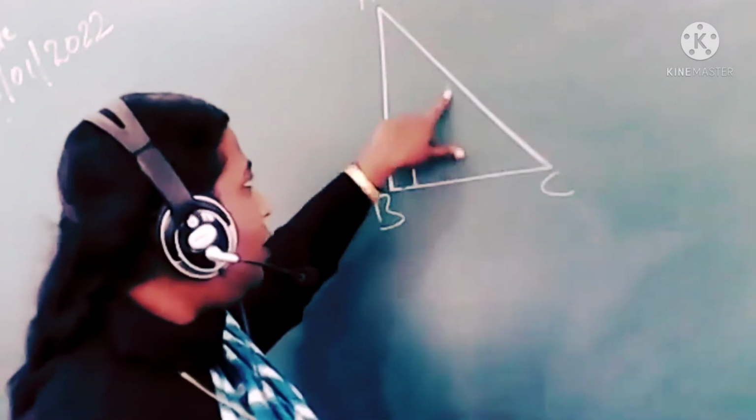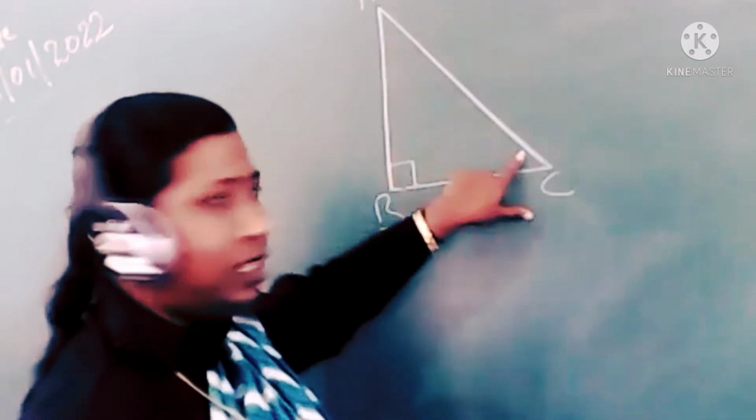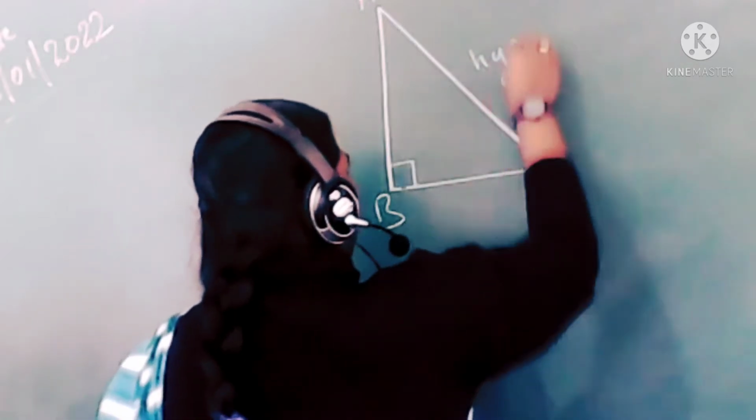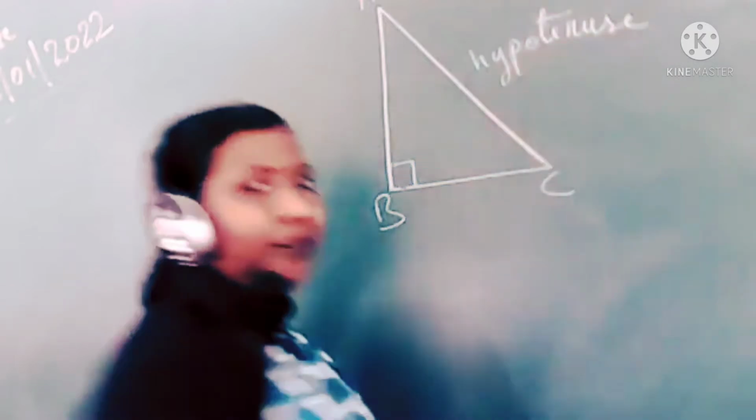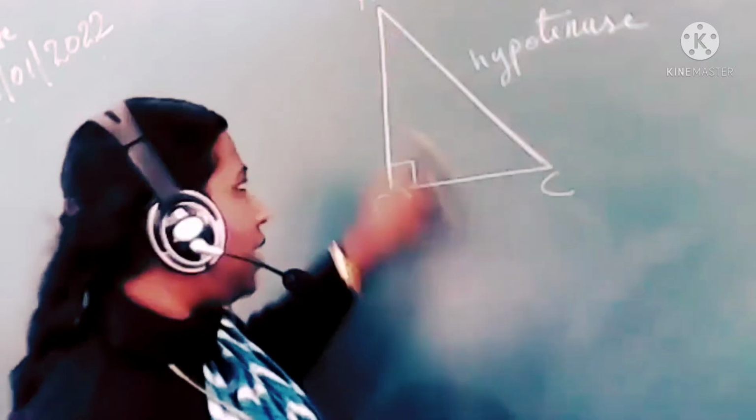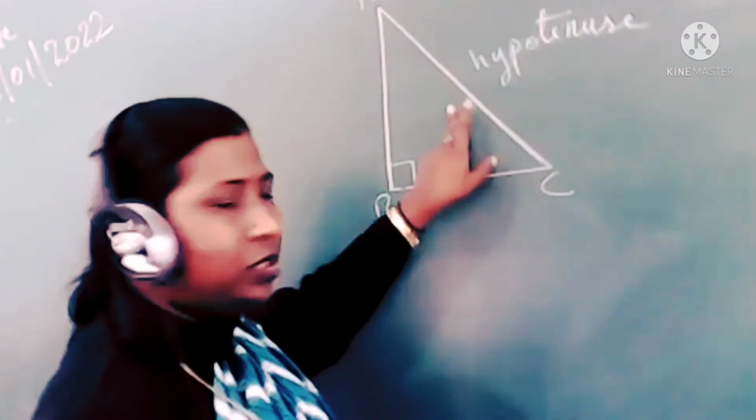The side opposite to this 90 degree is this AC. We give this name as hypotenuse. Okay, and this means the longest side of all the sides. The longest side will be hypotenuse. We give the name as hypotenuse here.